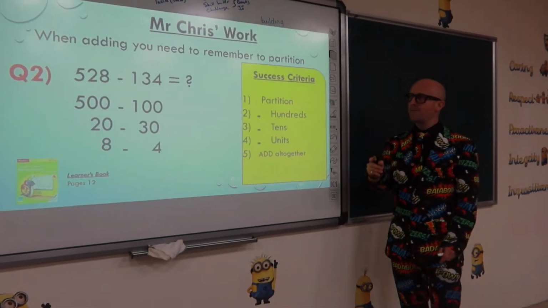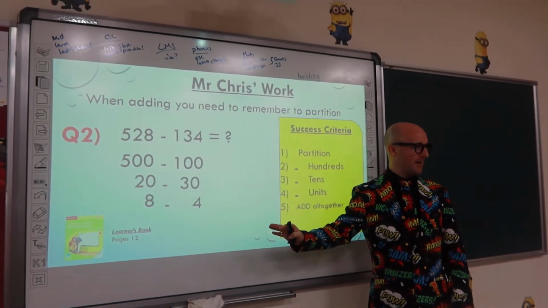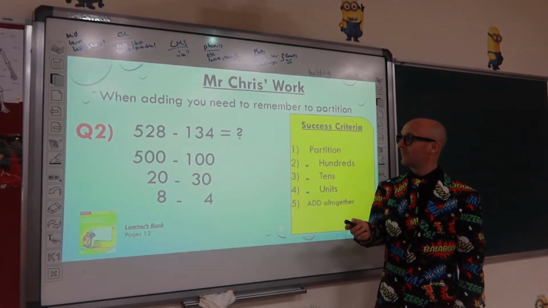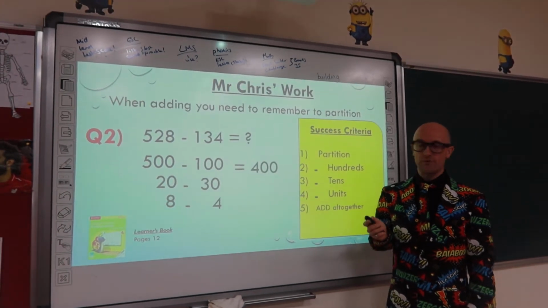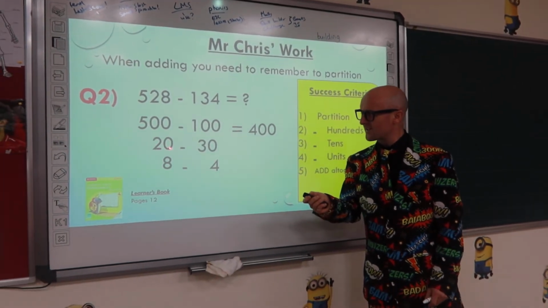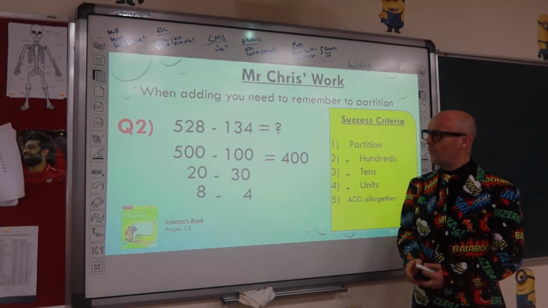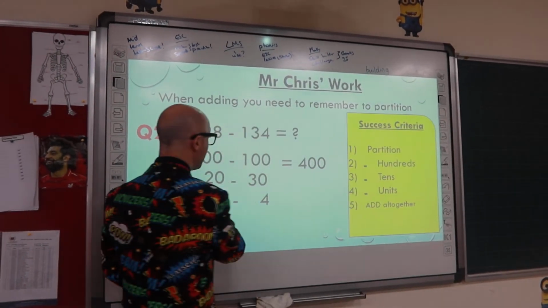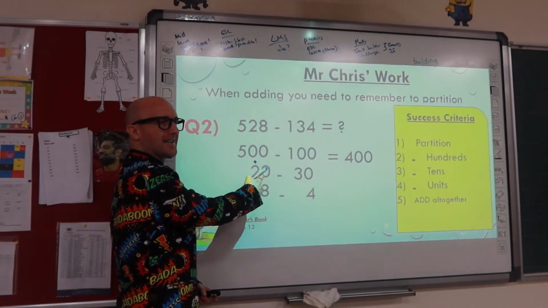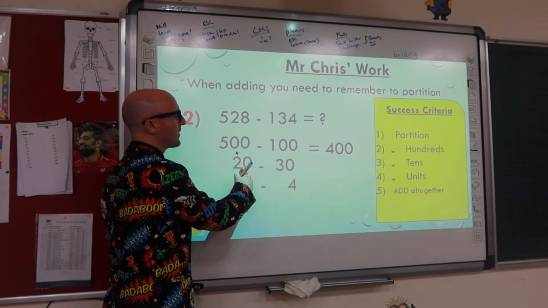Now, this is where it gets a bit difficult. So we'll go through maybe two more questions with it. 500 take away 100. Can I do that? Yes. 500 minus 100 is 400. Now, if Mr. Chris has 20 pieces of Lego, can somebody take 30 away? No. So how many more do I need to get from 20 to get to 30? 10.